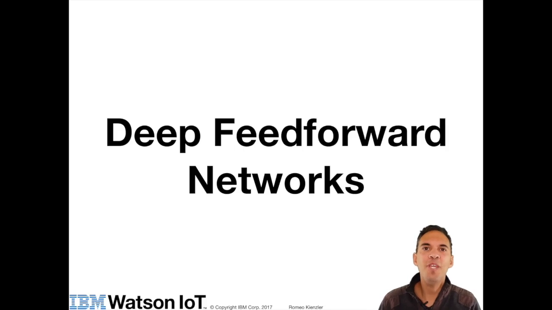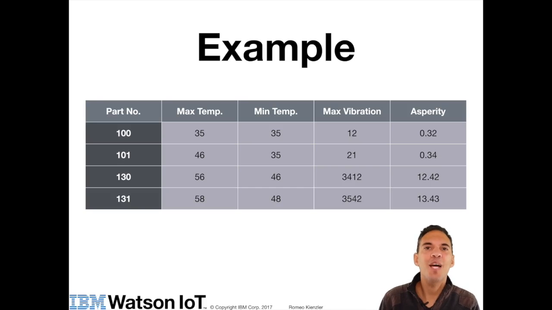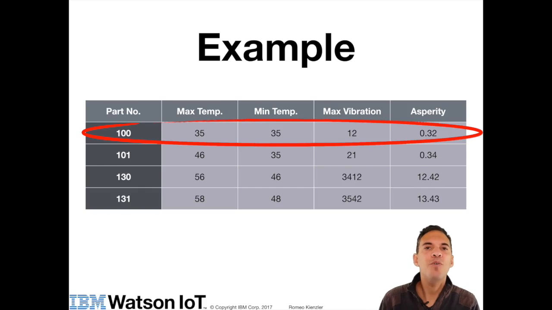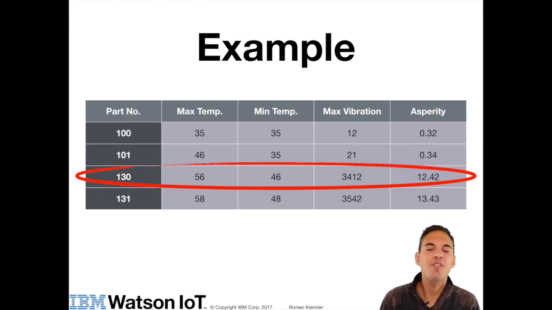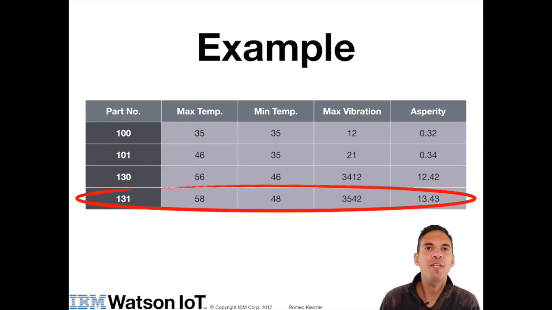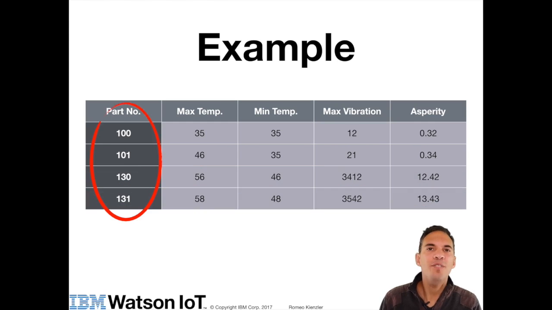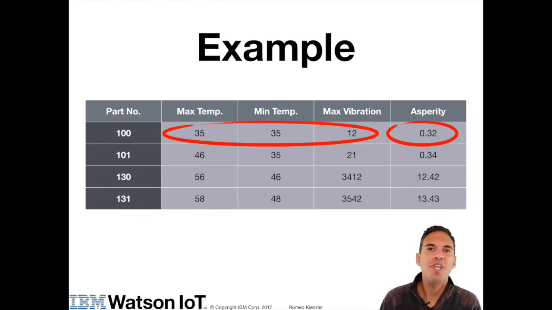Let's get started with deep feed-forward networks. So this is an example of hypothetical sensor data of a production machine. Each row contains information about the production of a particular part with an associated part number. Our goal is to predict asperity, which is highly correlated with whether the part is healthy or faulty, based on the observed sensor values.